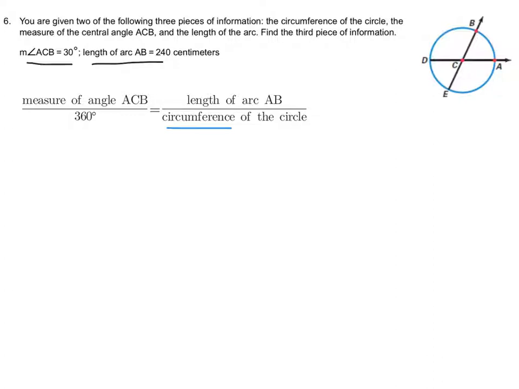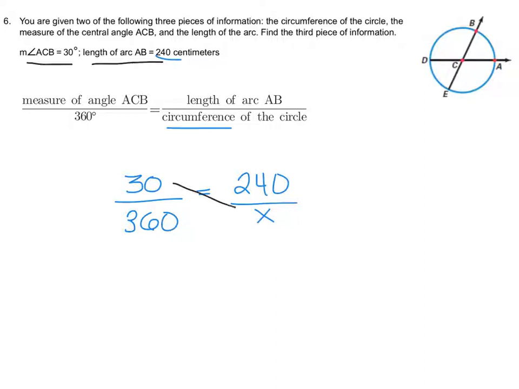So we'll plug in the values that are given to us. The measure of angle ACB is 30 degrees, and that's over 360. This equals the length of arc AB, which is 240 centimeters, and that's over the circumference of the circle, which we're trying to find. So we'll call that X. Now we're going to cross multiply to solve. So 30 times X equals 360 times 240.